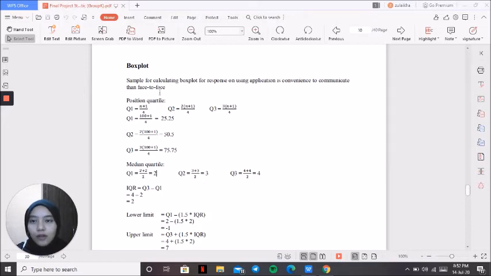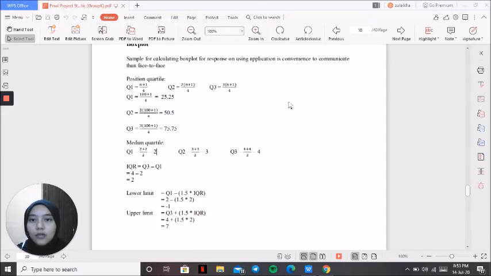So for the box plot, here are the calculations that you need to find first before we draw the box plot. We have Q1, quartile 1, 2, and 3, the middle quartile, the interquartile range, the lower limit, and upper limit. We have calculated all these, and quartile 1 is 2, quartile 2 is 3, and quartile 3 is 4. The IQR is 2, where we subtract Q1 from Q3, and the lower limit is negative 1, and the upper limit is 7.